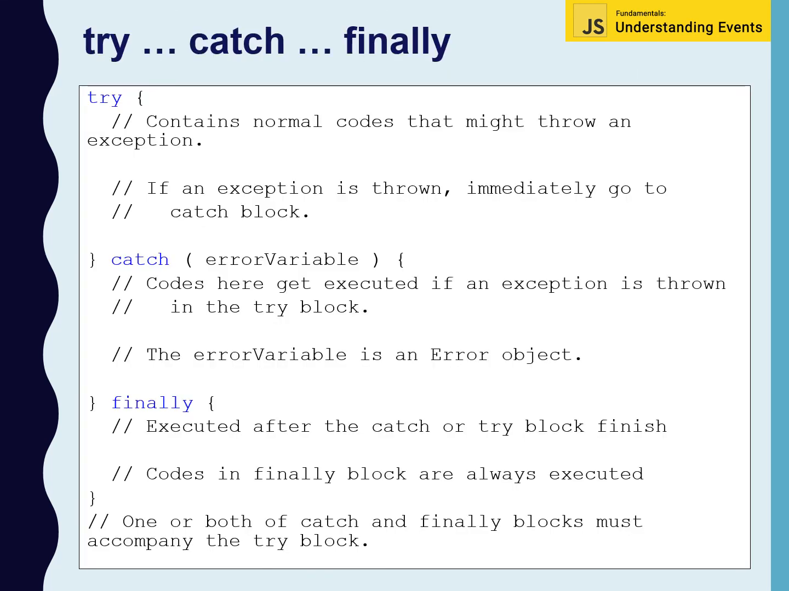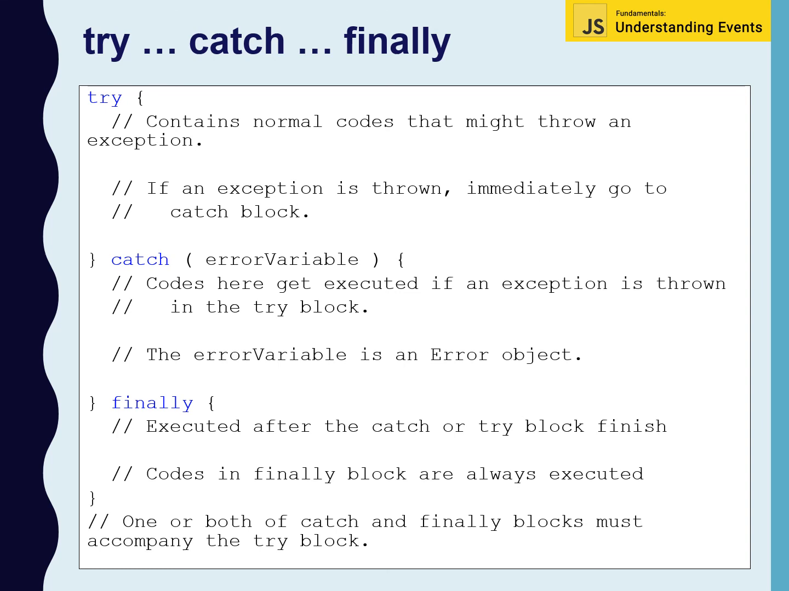So here is the general syntax of try catch finally. Try contains the normal code that might throw an exception. If an exception is thrown, it will be moved to the corresponding catch block. The catch block always takes an error variable. Inside the catch block parentheses, an argument should be there, and that argument should be the error variable.